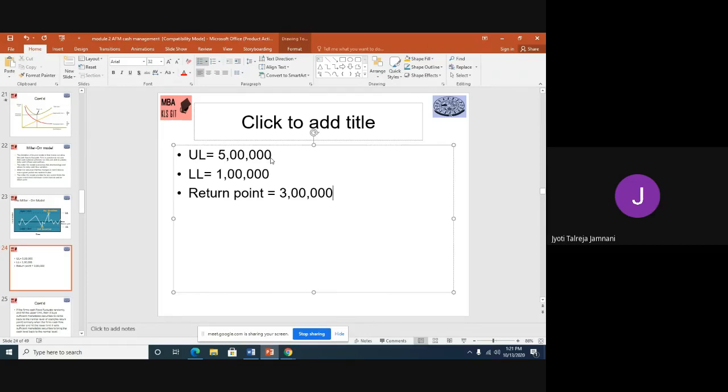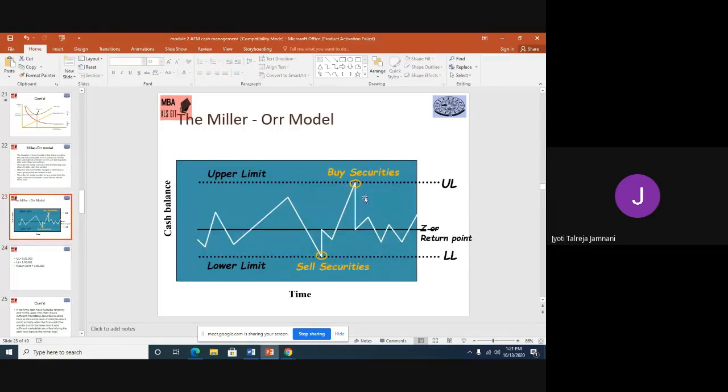Now when I have 5 lakh 50, I have touched the upper limit. When I touch the upper limit, I need to invest in securities because I have more cash than required. My actual requirement is only 3 lakh on an average, but now I have 5 lakh 50. So how much can I invest? 2 lakh 50. Correct. So just look at this graph.